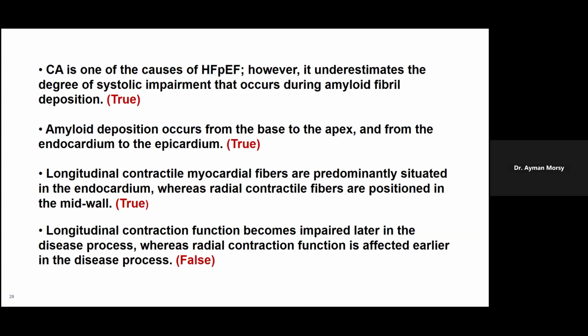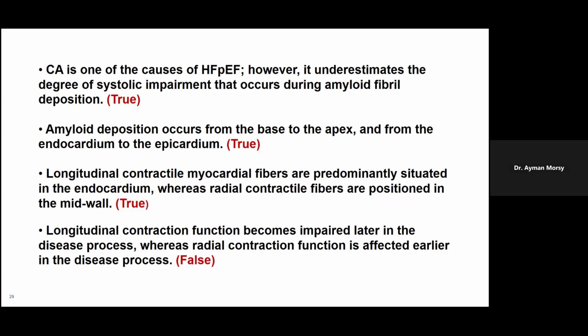That's why I make a very important statement here. I make it true, false, true, false. Most of our patients have one of the causes of HFpEF. However, it underestimates the degree of systolic impairment that occurs during amyloid fiber deposition. The cardiac amyloid patient loses diastolic function before systolic function.